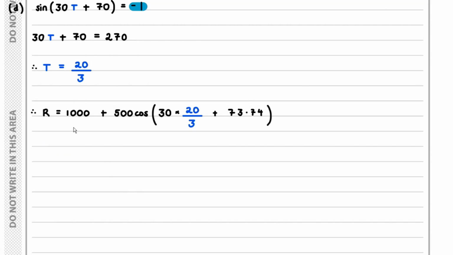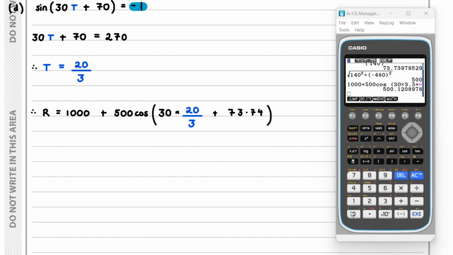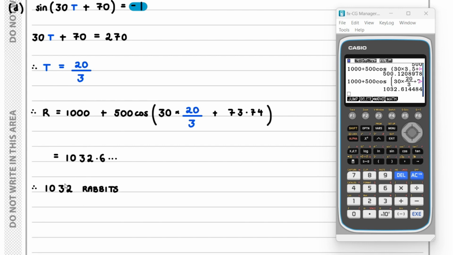So, r is equal to 1000 plus 500 cos of (30 multiplied by 20 over 3 plus 73.74). So let's work this out. 1000 plus 500 times the cosine of (30 times 20 over 3 plus 73.74). That gets us 1032.6, etc., meaning we have 1032 rabbits.